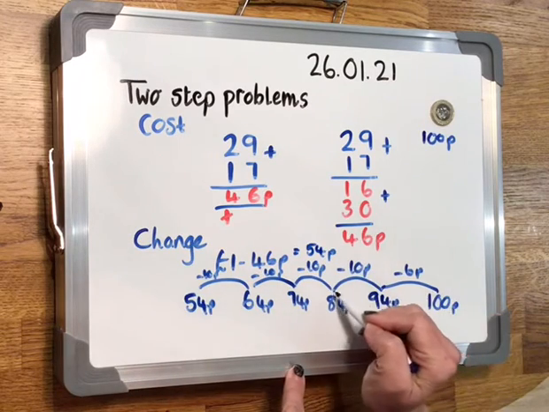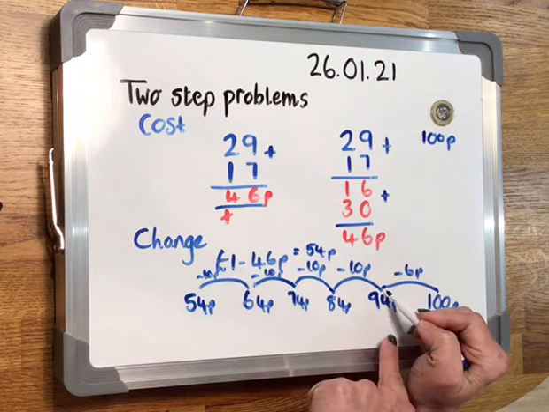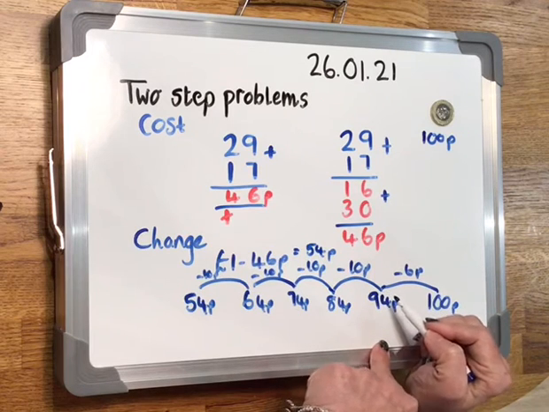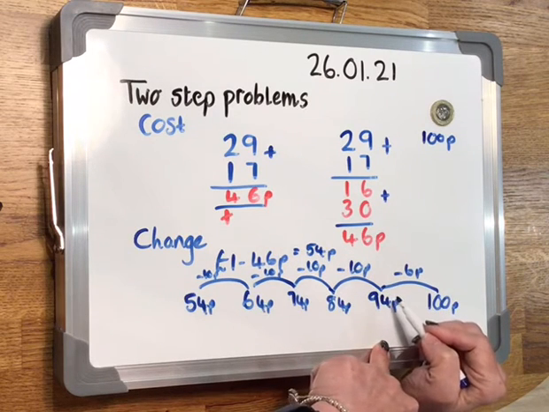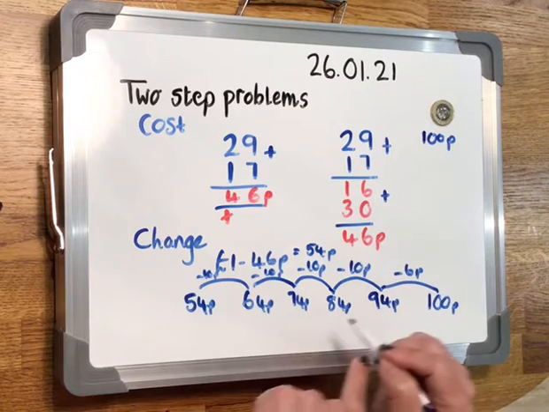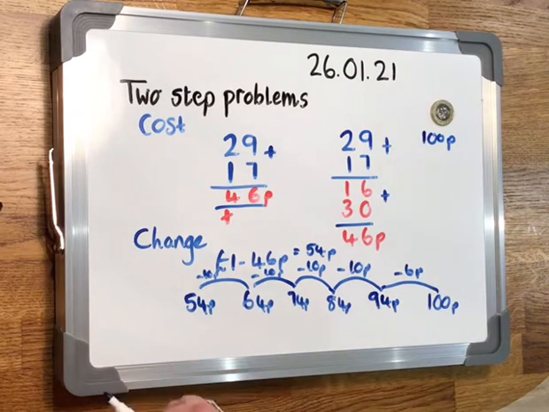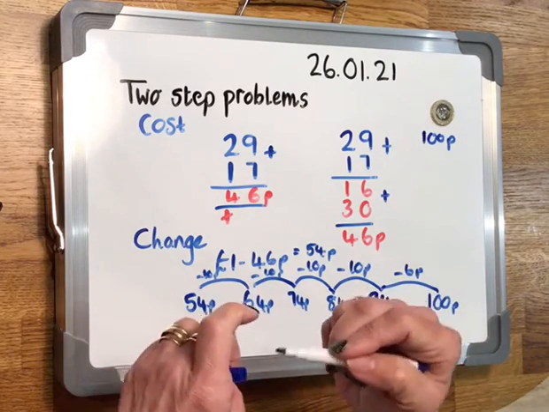Now, can you see when I was jumping, I made sure that my jumps touched my numbers. We talked about this last week. It's really important that you remember to do that. It doesn't matter which method you use, children, you will still get the same answer.